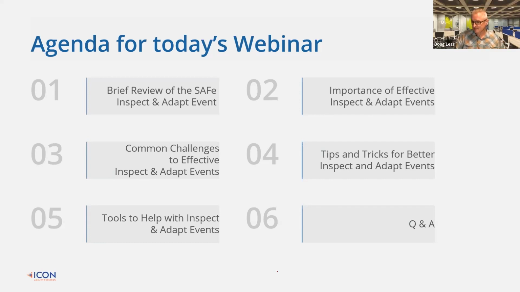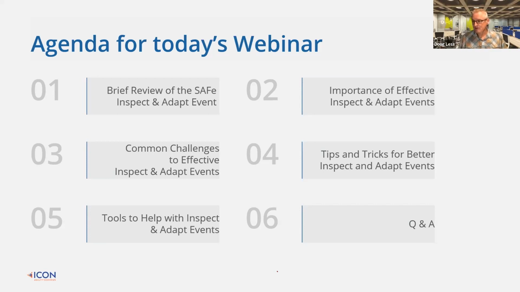And then we'll talk about some of these common challenges, and I'll maybe share some anecdotes and experiences around some key things. And then some tips and tricks. In that tips and tricks, it's going to be a summation of all the challenges, what not to do. You can summarize into the tips and tricks for better Inspect and Adapt events. We've got Corby here. We'll talk about a few of the tools, including Target Process, that you can actually use to help the Inspect and Adapt events. And then we're going to open it up with some QA at the very end.